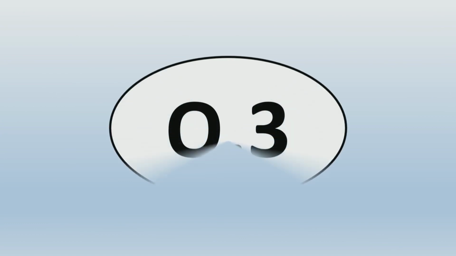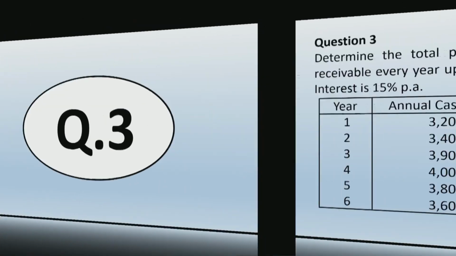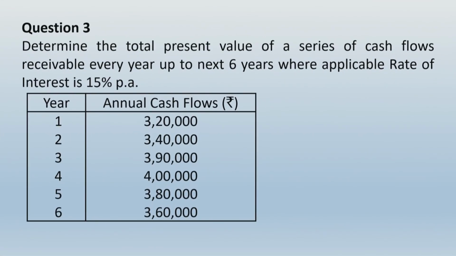Let us move ahead and take up the next question, that is question number 3. Let us read this question. It says, determine the total present value of a series of cash flows receivable every year up to next 6 years, where applicable rate of interest is 15% per annum. And you have year 1, 2, 3, 4, 5, 6 and annual cash flow each year are different amounts of cash flows. So this is exactly similar to the question that you have just solved.